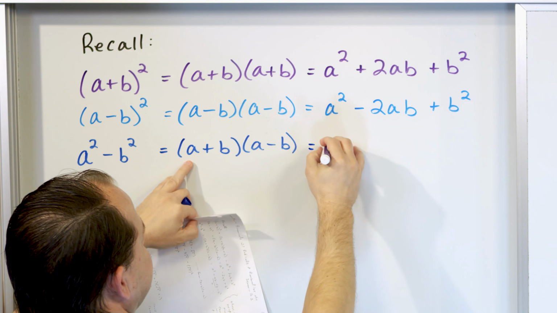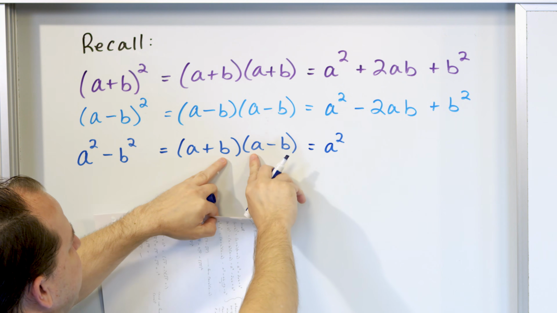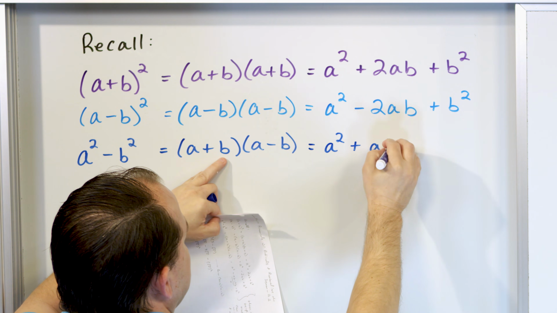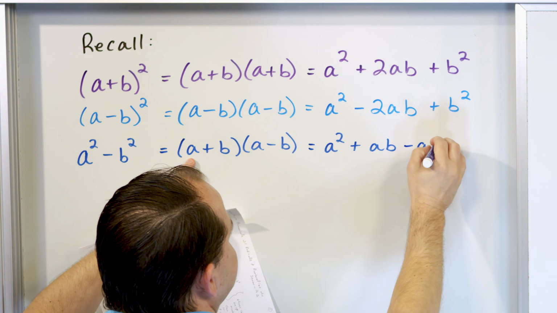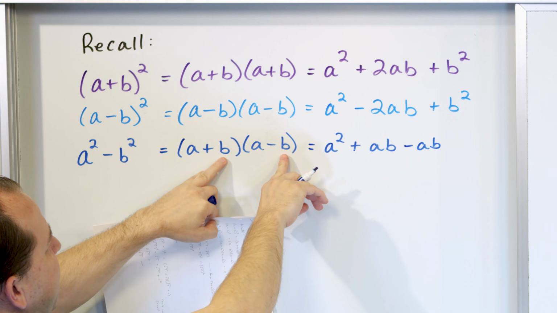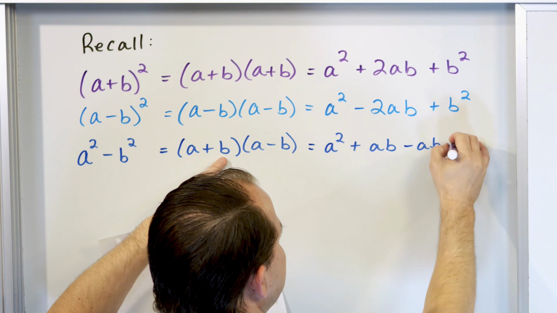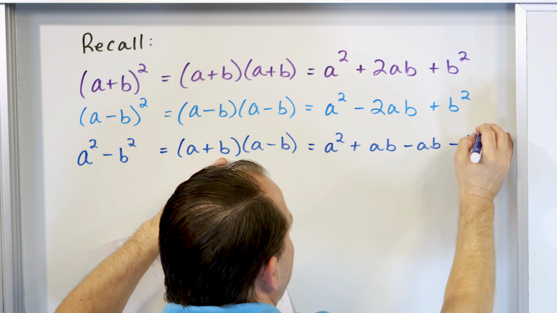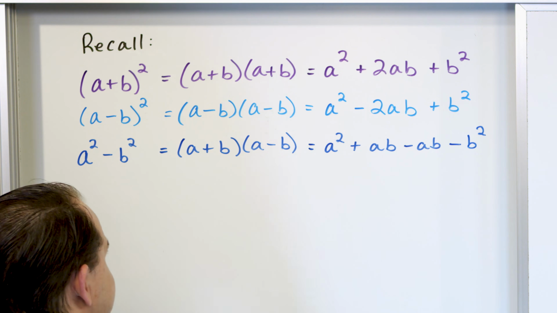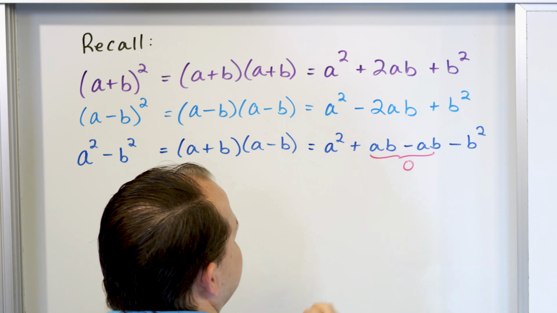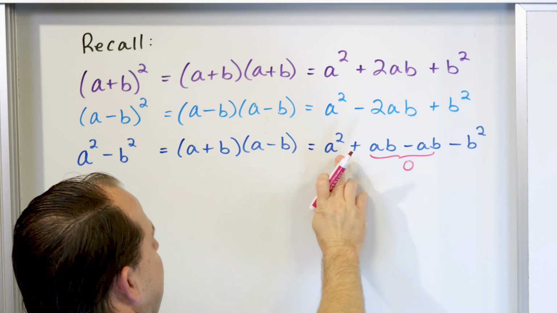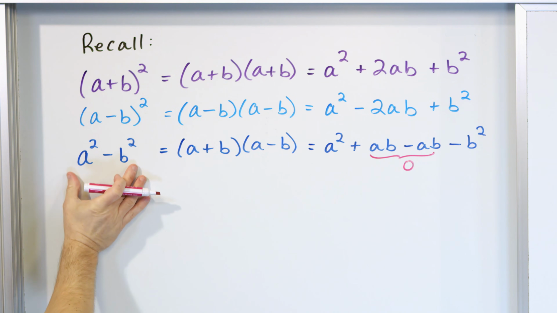A times a is a squared. A times b is ab. This is a negative b, so negative b times a is negative ab. And then the last one is negative b times positive b, which means negative b times b, which is negative b squared. And you see what's going to happen here is these interior terms, ab minus ab, is going to go away to 0. So you're going to have a squared minus b squared, which is exactly what we said.